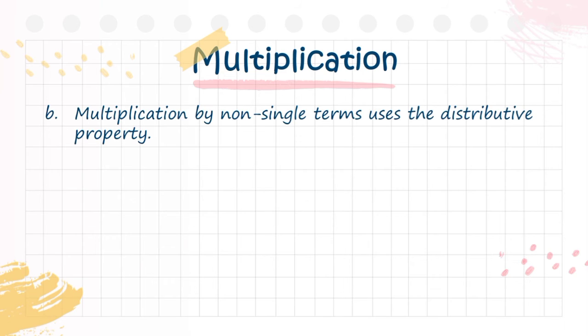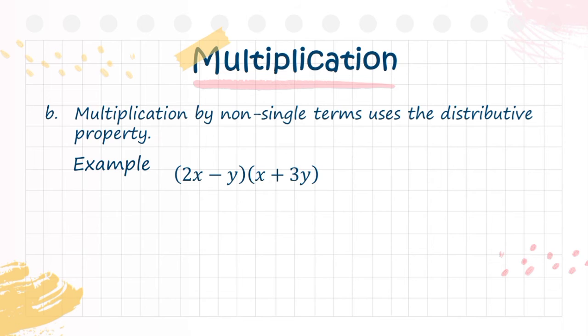B. Multiplication by non-single term. Use the distributive property. Example: open bracket 2x minus y close bracket times open bracket x plus 3y close bracket.